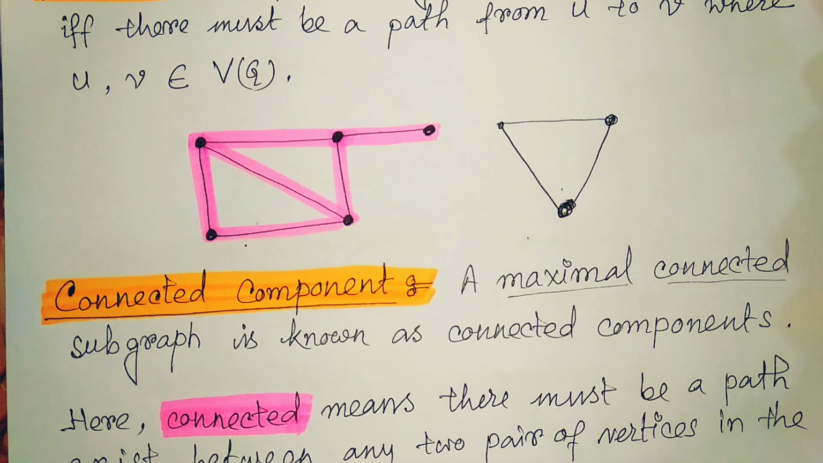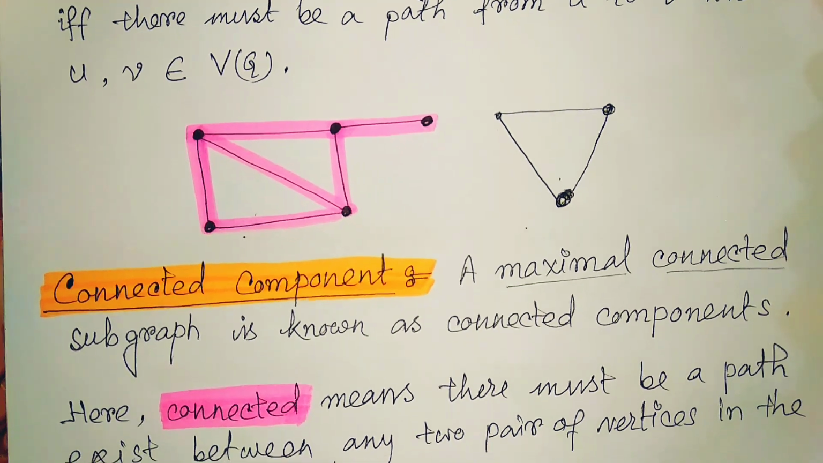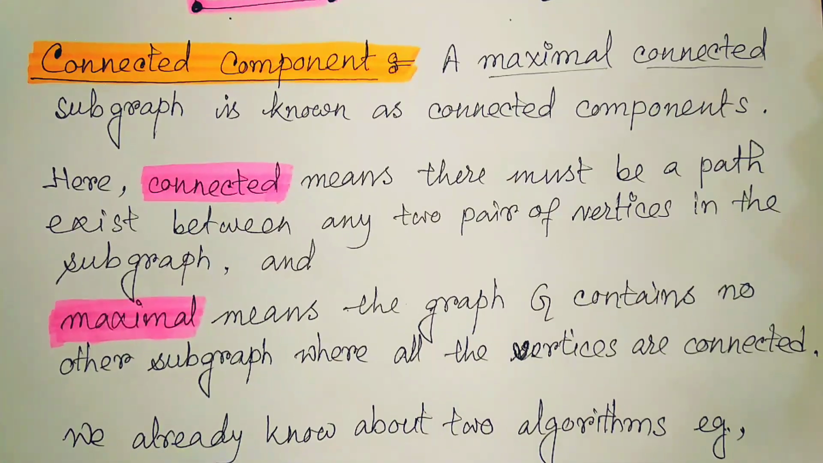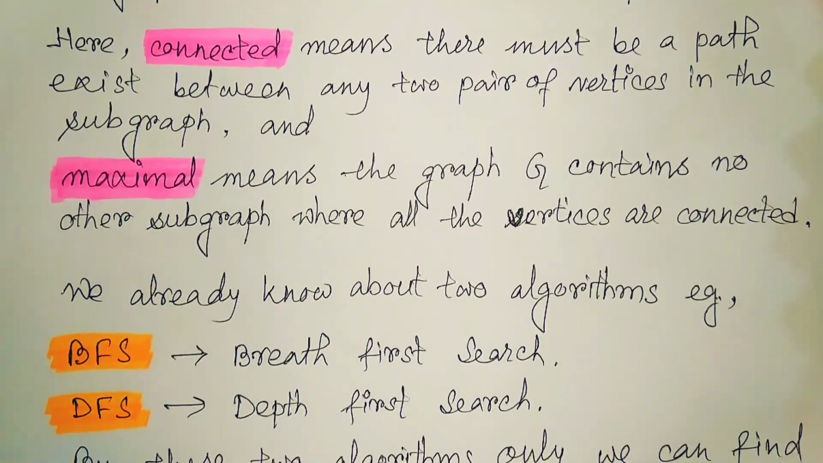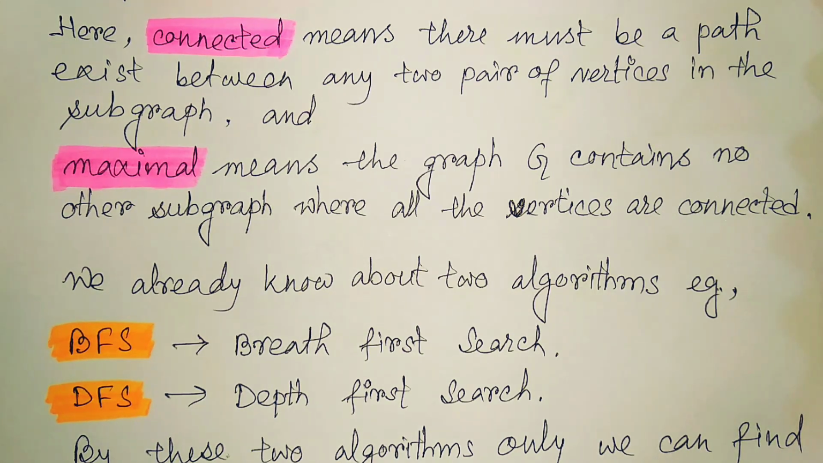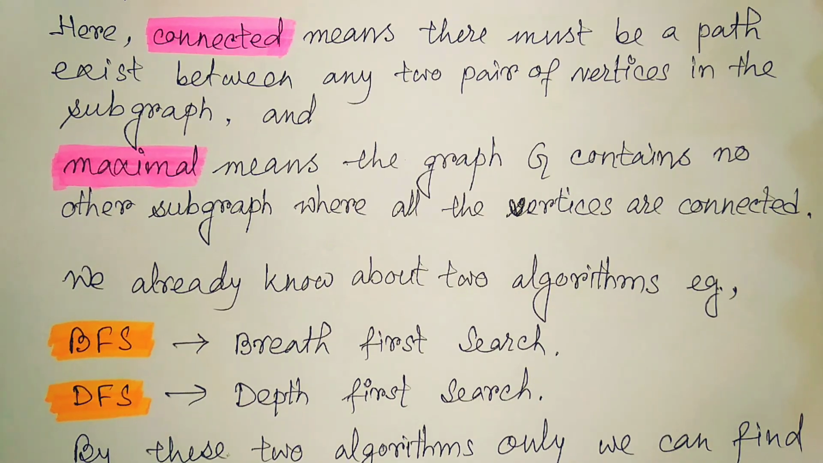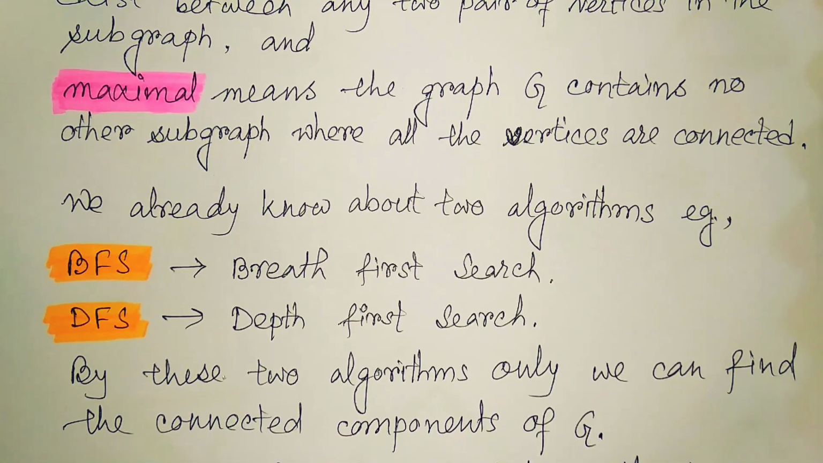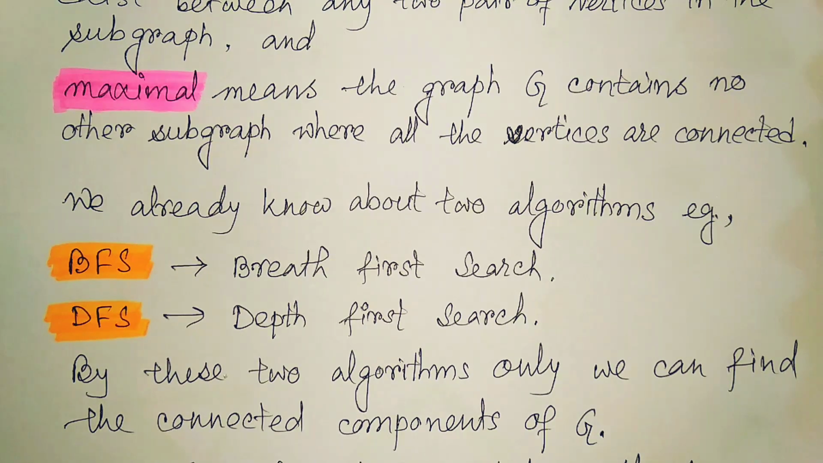Now in a given graph, how do we find the connected components? For that we have two algorithms. Both are known to us, and the names of these two algorithms are BFS and DFS. Yes, breadth first search and depth first search, for which we already have separate videos. BFS and DFS are meant to find spanning trees. A spanning tree is a tree or subgraph which connects all the vertices of the given graph.